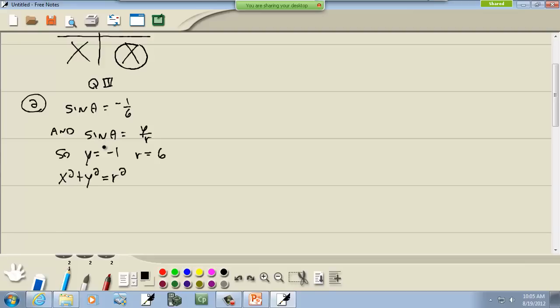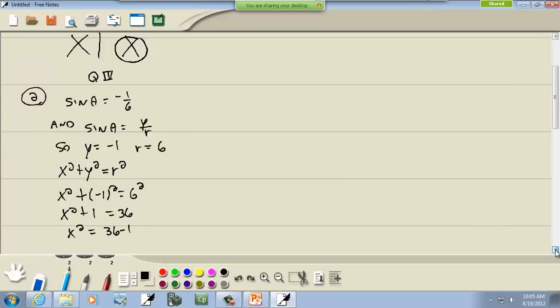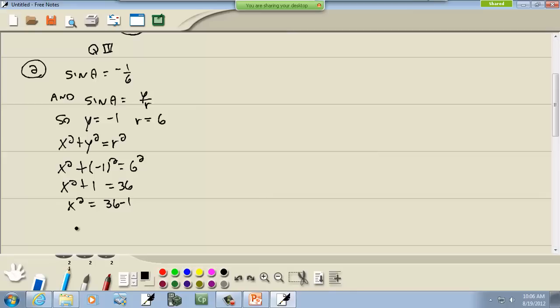Remember, step 2 is to find x, y, and r. Well, we know y and r, so let's plug those in. So we've got x squared plus negative 1 squared is equal to 6 squared. So x squared plus 1 is equal to 36. Take the 1 over that, which gives us 35. Drop the squared. Put a plus or minus square root on the other side.